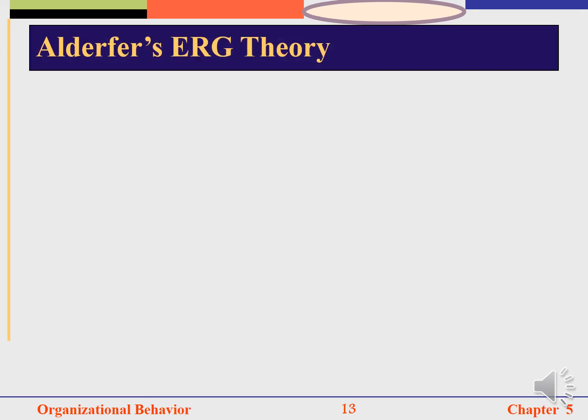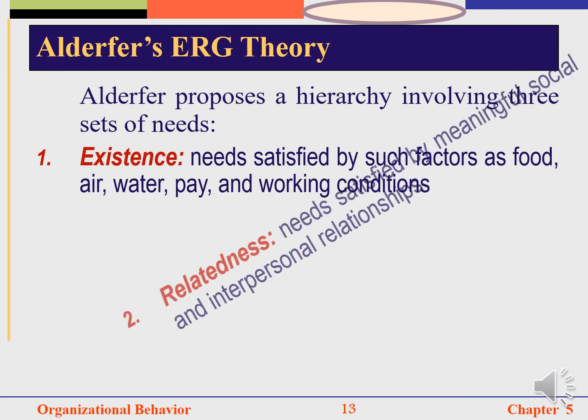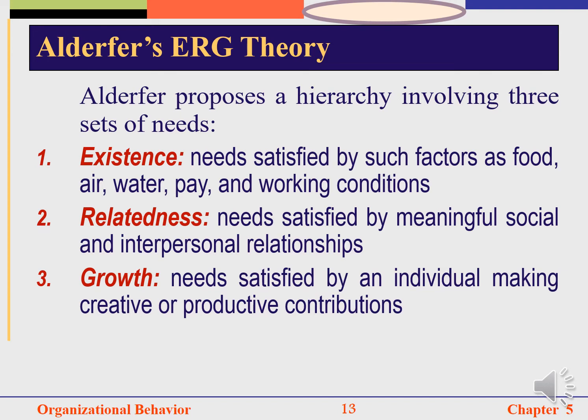Later on, Alderfer came and modified Maslow's theory a little bit. And instead of talking about 5 different levels of needs, Alderfer talked about only 3 different levels of needs, which are existence, relatedness, and growth. He called it ERG. E stands for, the first initial in the word existence, the letter E. R stands for relatedness. G stands for growth. What are these 3 needs, and what are the differences between Maslow and Alderfer?